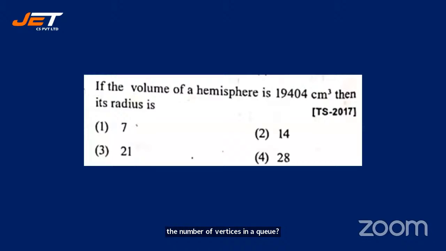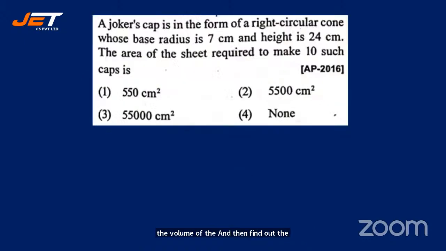If the volume of a hemisphere is 19,404 centimeter cube, then its radius is dash. So for this, substitute the volume of the hemisphere and then find out the radius. Okay. So like how we did the last sum, like this you should do, and the answer will be 21. All right. See, we are heading towards the last sum. A joker's cap is in the form of a right circular cone whose base radius is 7 centimeter and height is 24 centimeter. The area of the sheet required to make 10 such cap is dash.